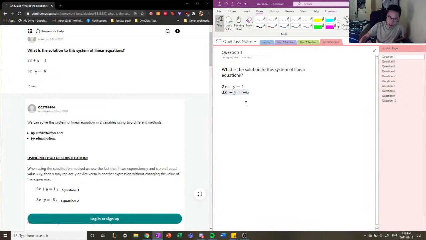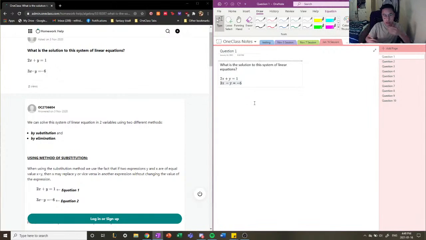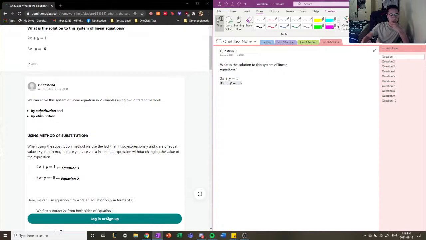So there are two other methods that we can use to solve the system of linear equations, and the junior tutor outlines them here. There's a substitution solution and there's an elimination solution. So I'll run through both of them today.